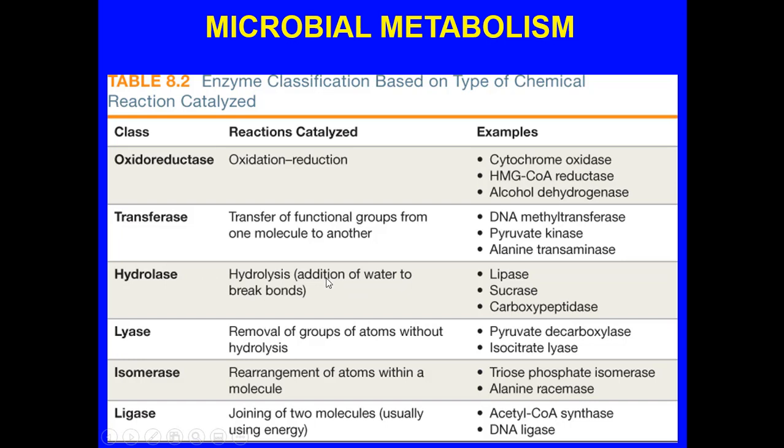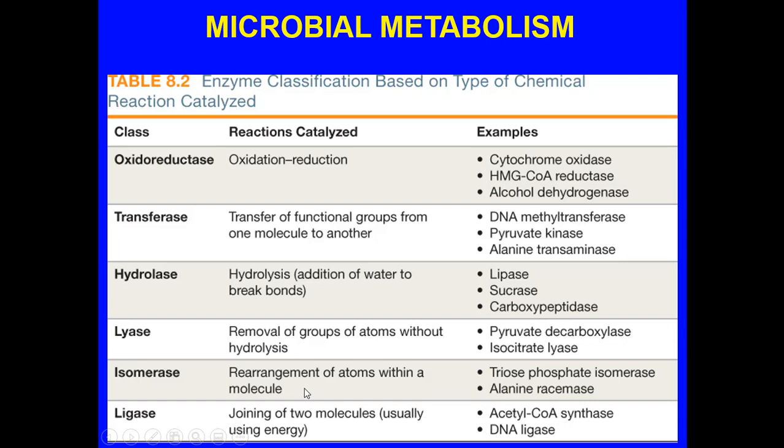When we talk about a hydrolase, these have hydrolysis, the addition of water to help break the bonds. So a hydrolase, for example, sucrase, let's just take that one, breaks down sucrose. And so you now end up with both fructose and glucose, the former building blocks that made a molecule of sucrose. Lyase is the removal of groups of atoms without hydrolysis. Isomerase is the rearrangement of atoms within a molecule.